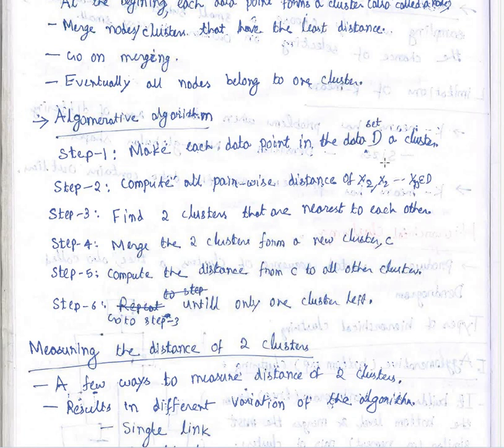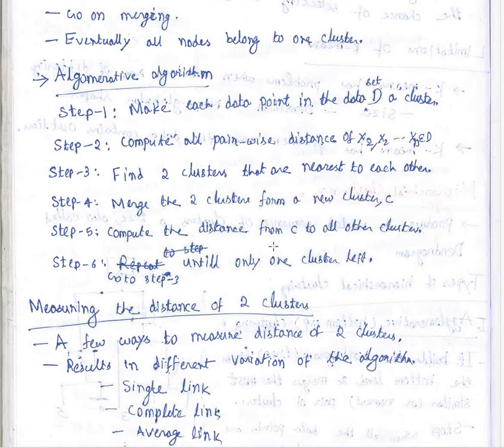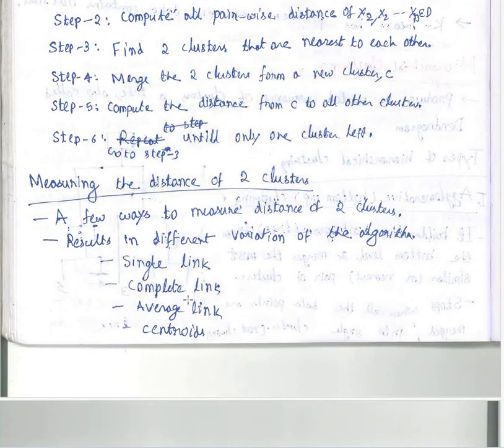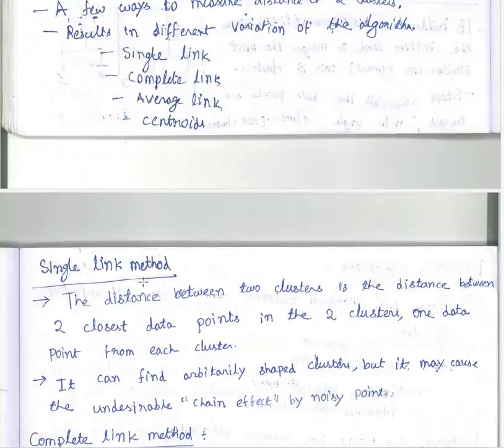Step 1, make each data point in D a cluster. Compute all pairwise distances of x1, x2, all the distances. Find the two clusters that are nearest to each other. Merge the two clusters and form a new cluster C. Continue this till finally only one cluster is left. To measure the distance between two clusters, we have a few methods.